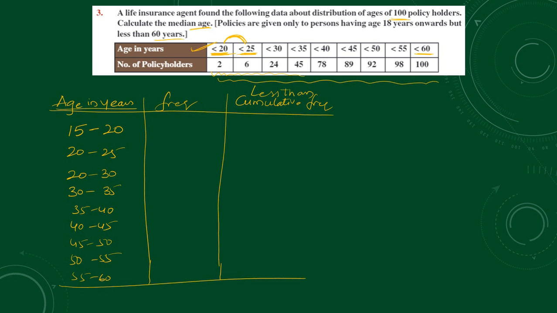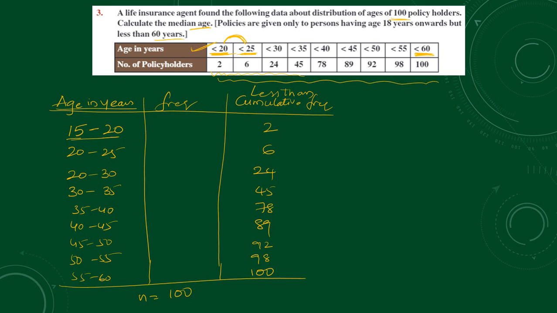Next, how do we decide the first class interval? It is less than 20, so it should be lesser than 20. With a difference of 5, the first class interval is 15 to 20. Likewise, the last one is less than 60, so it is 55 to 60. Now writing down the cumulative frequencies given: 2, 6, 24, 45, 78, 89, 92, 98, 100. Clearly, n is equal to 100.